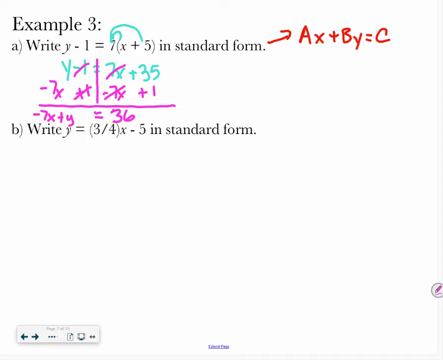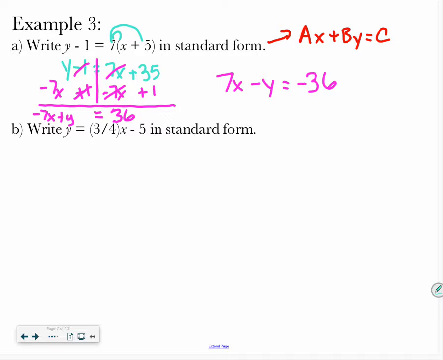And I know some of you don't like having a negative x, so remember you can always multiply everything by a negative 1 and just change the signs of everything, including the sign on the other side of the equal sign. Alright, let's look at part B.